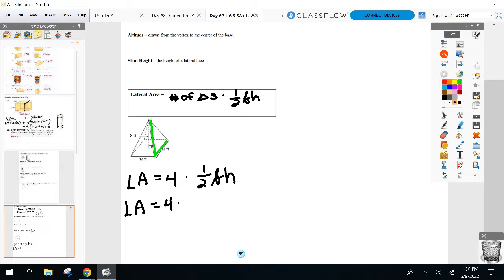So let's take this one right here. What's the base? 12. So I'm going to go 1/2 times 12. Can I use that 8? No, that's the height of the pyramid, not the height of this face I just highlighted in green. What is the height? That's your slant height. How can I find it? I've got 8, and I'm trying to find the slant height. Everyone see the right triangle that it formed?